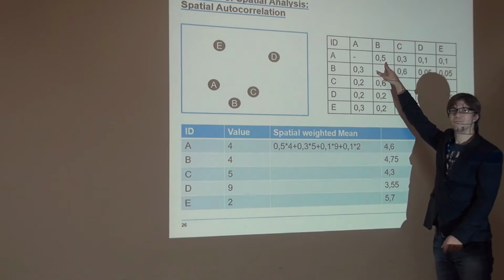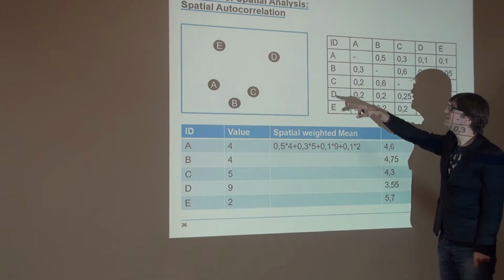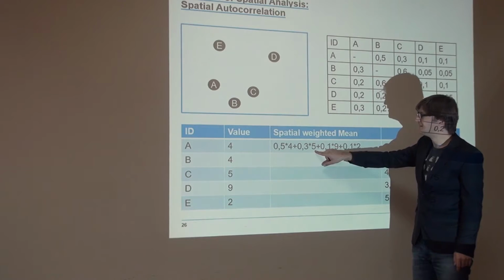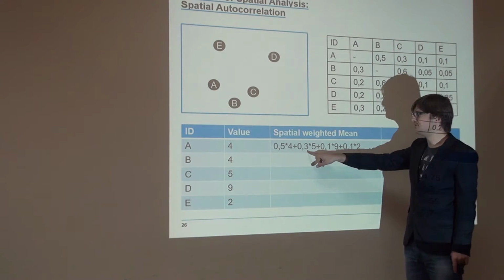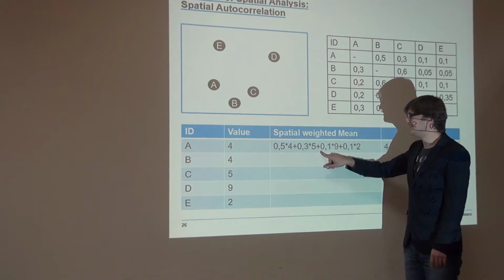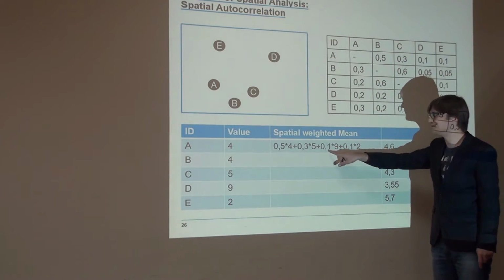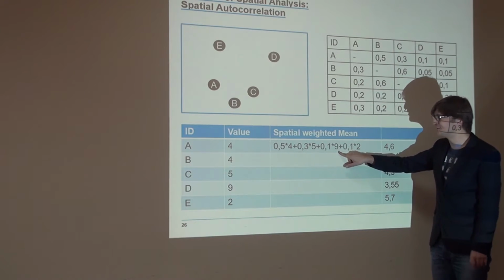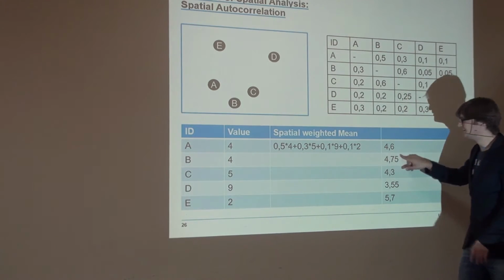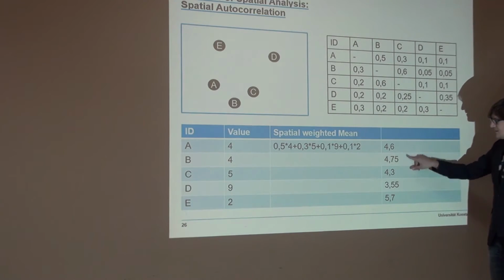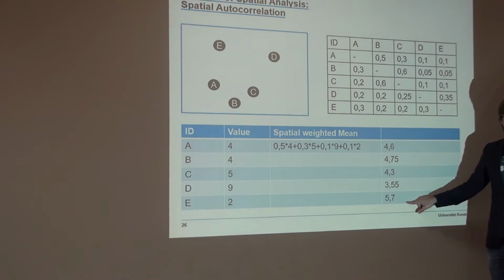And this comes by neighbor B has a weight of 0.5 and has the value of 4. Neighbor C has the weight of 0.3 and has the value of 5. Neighbor D has the weight of 0.1 and has the value of 9, and so on and so forth. And then you get the spatial weighted mean of the neighbors, and this you calculate for each and every observation.